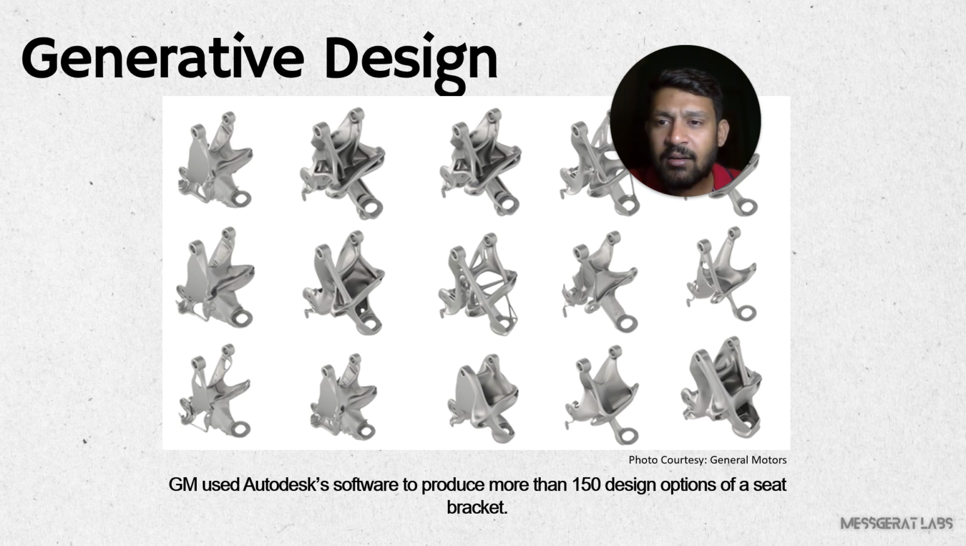Here you can see a bracket for General Motors, which was optimized using generative design in Autodesk software. The software gave 150 design options. This is a component which is mounted on the seat for your seat belt. Now the designer has a wide variety of options. If they want to try 4 or 5 different design iterations in the first prototyping or product development stage, they are welcome to do so. They can choose the best depending on their preference.